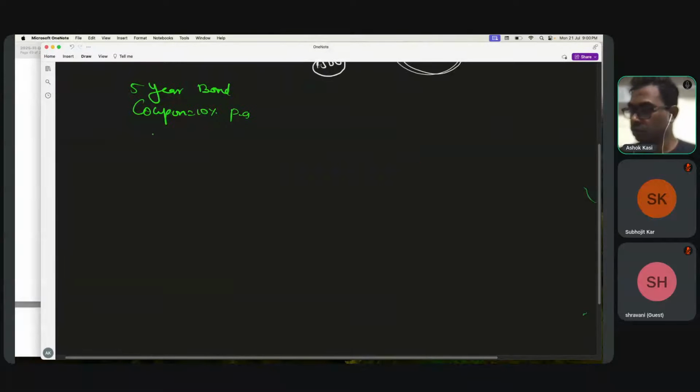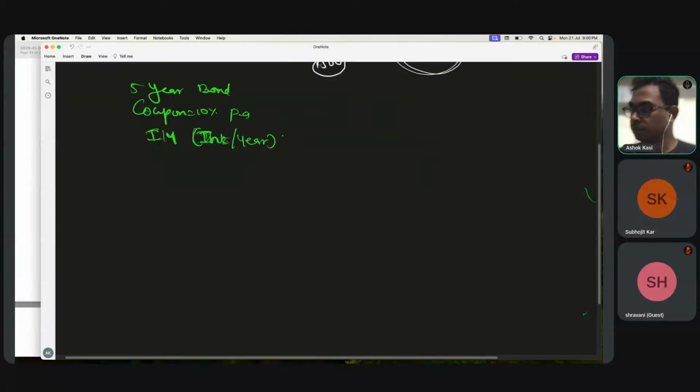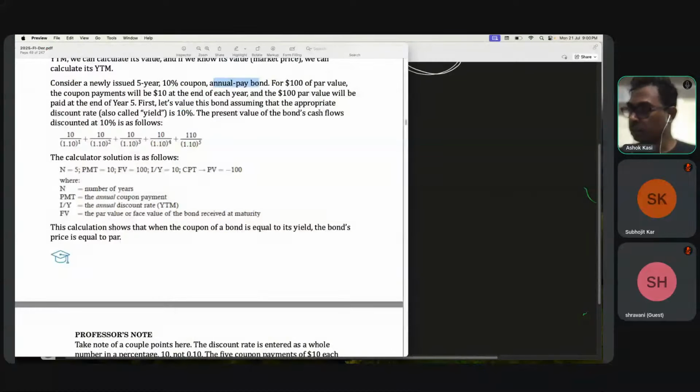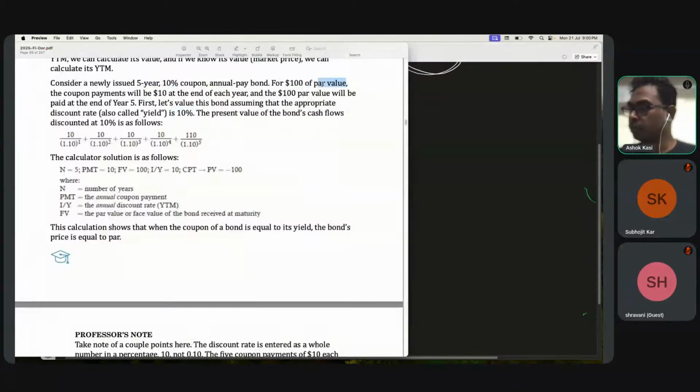Face value. IY, I will be using this word very often. IY means interest per year in the market, which is called the appropriate discount yield, 10 percentage. That is a discount rate. Face value is not 1000, it is 100. Par value means face value.